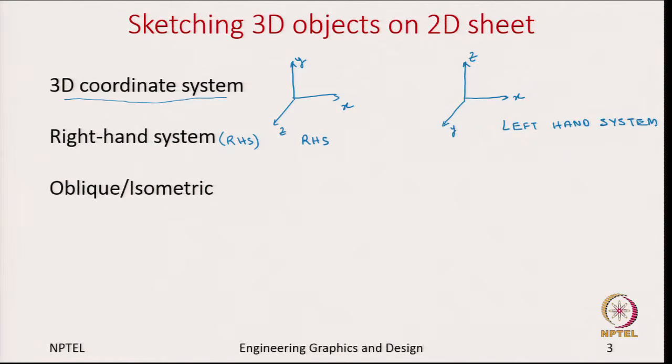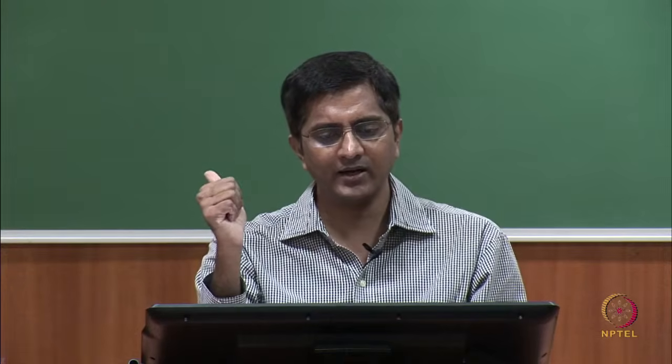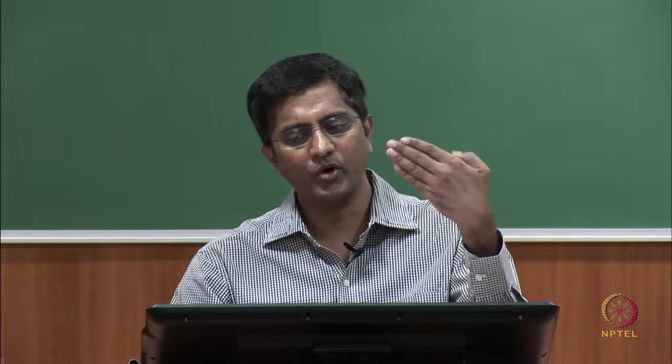I am sure all of you know this, but just to clarify, right hand system is when you point your fingers towards the x axis and curl them towards the y axis, then the direction of your thumb will be the z axis. If you are doing it with the right hand, we call it the right hand system. Similarly, for the left hand system, if you take your left hand fingers and point them to the x axis, then curl them towards the y axis, the thumb points the z axis.